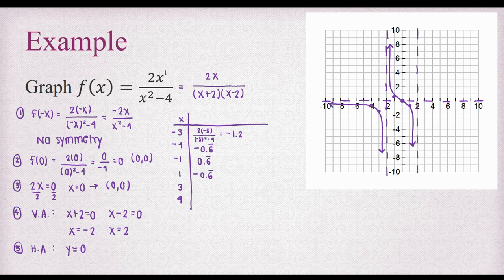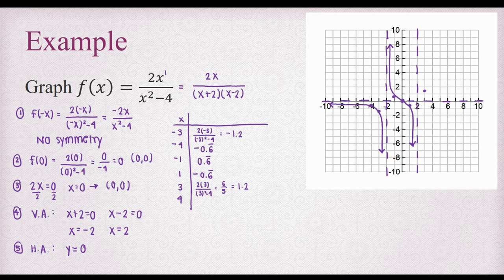So notice that it is going to turn into somewhat of a cubic looking function in between. Now on the right side of that x equals 2, if I plugged in 3, we would have 2 times 3 over 3 squared minus 4. So it looks like we'd have 6 over 5, which is approximately +1.2. And so at 3, we want 1.2.